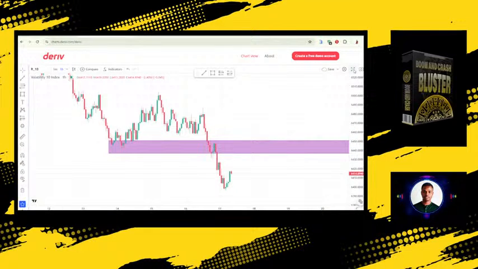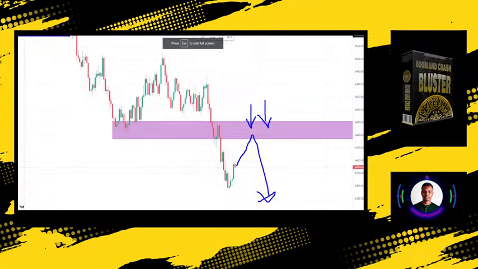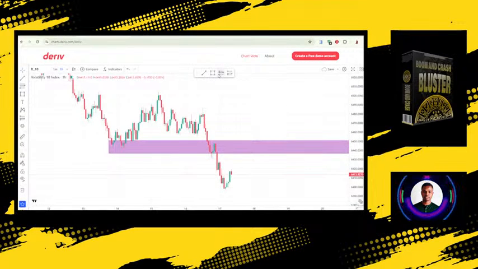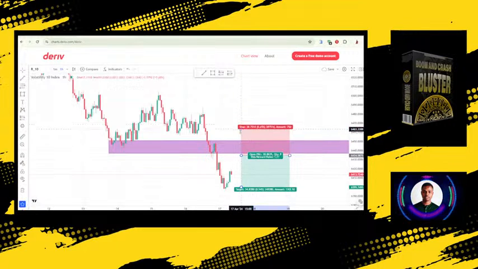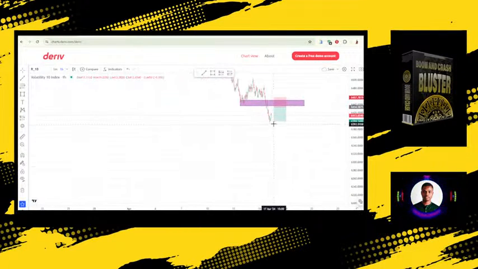This is 1 hour time frame, and this is volatility 10 index. You can see right here. So I'm expecting prices to keep going up to this zone. After that, expected drop, break and retest, keeping it simple just like that. My trade will likely look like this. This is my idea number 1.